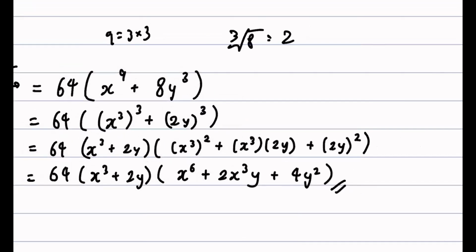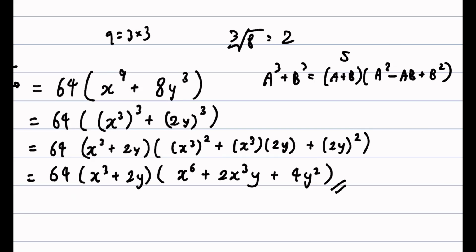Maybe I write down the formula again. A cube plus b cube equals a plus b, a square minus ab plus b square. Same, opposite, always positive. There is no coefficient 2 here. It's just a minus ab. Okay, then you just use the formula. There's an a, there's a b, there's an a square, there's an ab, there's a b square.